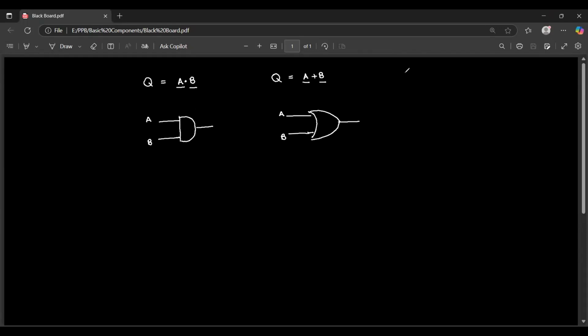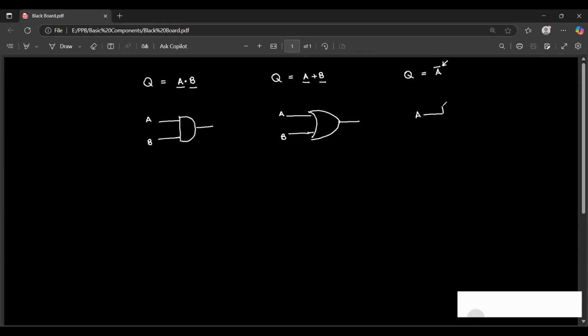And if you have something like Q is equal to A bar, then that means it is passing through a NOT gate. So we have the signal A, and this bar represents that the signal A is going through a NOT gate. These are the basic gates. I can go on with the NAND gate, NOR gate, XOR and XNOR gate, but you know the idea, right?